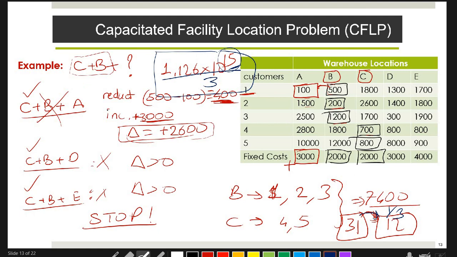Okay, so this is an example heuristic algorithm to solve this uncapacitated facility location problem, and in our following lectures we will be seeing different models and different types of heuristics.